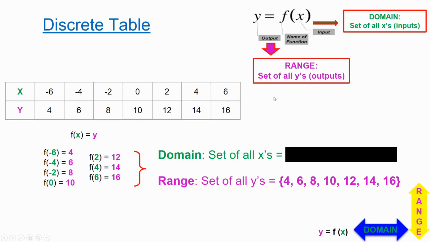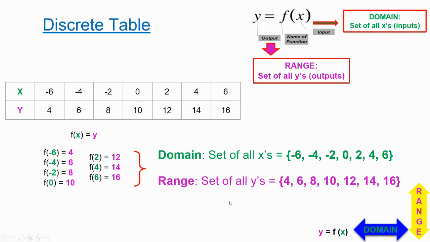Okay, we're back. And just listing all the x's, you can just read it from the table. -6, -4, -2, 0, 2, 4, 6. Listing them all out like this, that's all my x's, and all my x's together are called the domain.